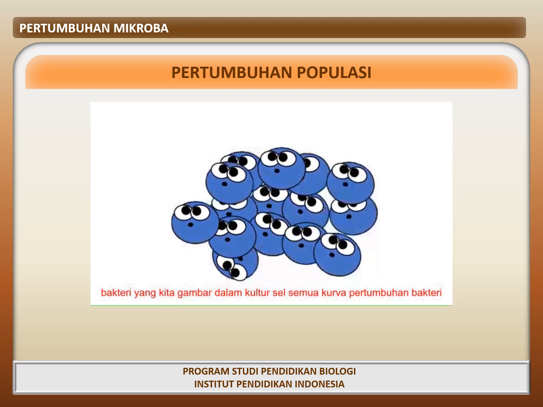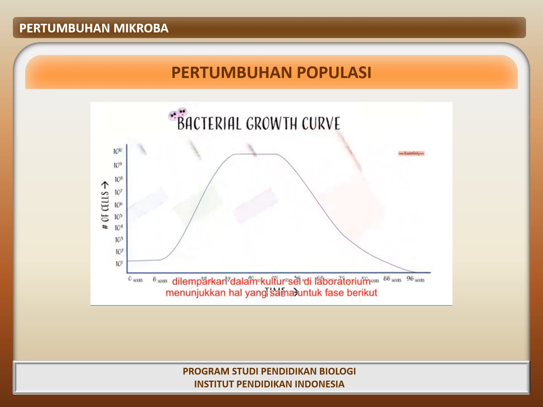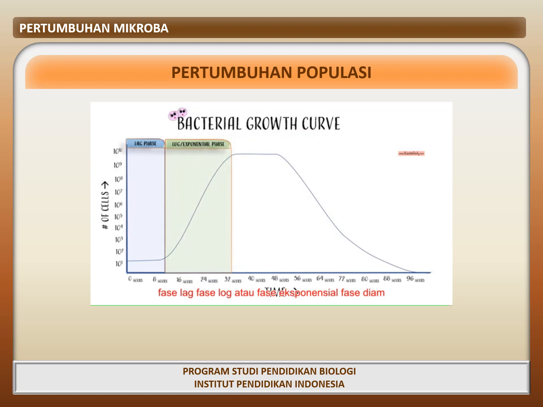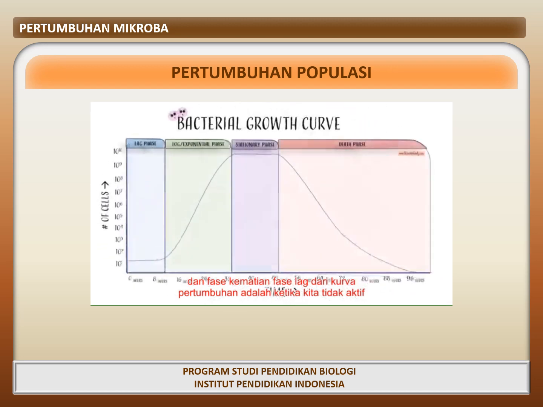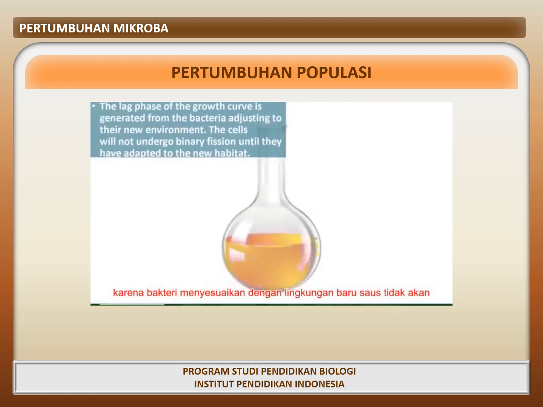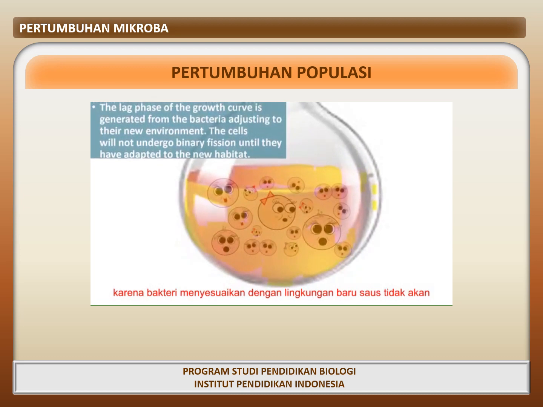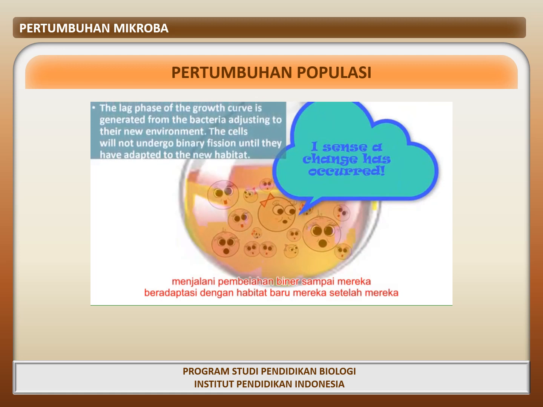All bacteria growth curves grown in cell culture in the laboratory exhibit the same four following phases: the lag phase, the log phase or exponential phase, the stationary phase, and the death phase. The lag phase of the growth curve is when we have no active growth, so the population of cells remains the same during the lag phase. This is because the bacteria are adjusting to the new environment. The cells will not undergo binary fission until they have adapted to their new habitat.